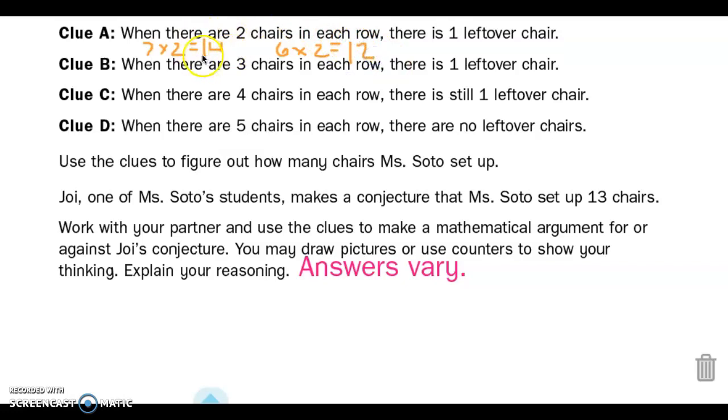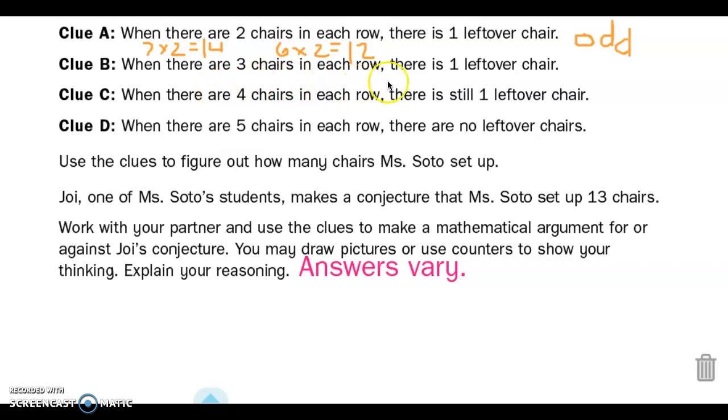So my answer is always even, but what do we know about clue A? No matter what, there's 1 left over. So 14 plus 1 or 12 plus 1 or any even number plus 1 is always odd. So we know our answer of total of chairs has to be an odd number. It cannot be an even one. That's what clue A is saying. Okay, so we know it has to be odd.